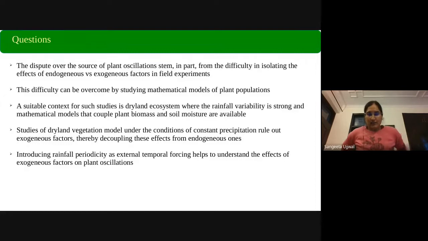One of the challenges, and one of the reasons why this has not been studied in plant populations, is that it is very difficult to segregate these two kinds of factors, endogenous and exogenous, especially in field studies. In field studies, you just make observations, and these observations span many, many years. Then it is very difficult to segregate whether, even if there are some cyclic patterns in the growth of these plants, they are due to the endogenous factor or the exogenous factor.